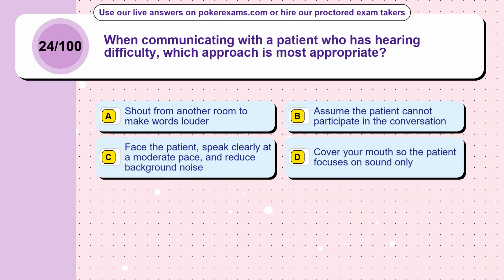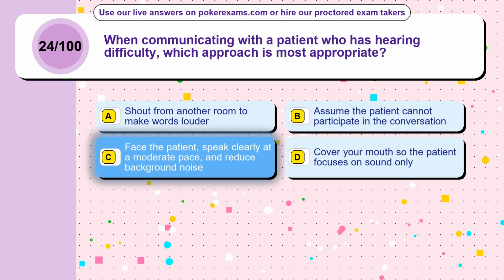Question 24. When communicating with a patient who has hearing difficulty, which approach is most appropriate? Option A, shout from another room to make words louder. Option B, assume the patient cannot participate in the conversation. Option C, face the patient, speak clearly at a moderate pace, and reduce background noise. Option D, cover your mouth so the patient focuses on sound only.